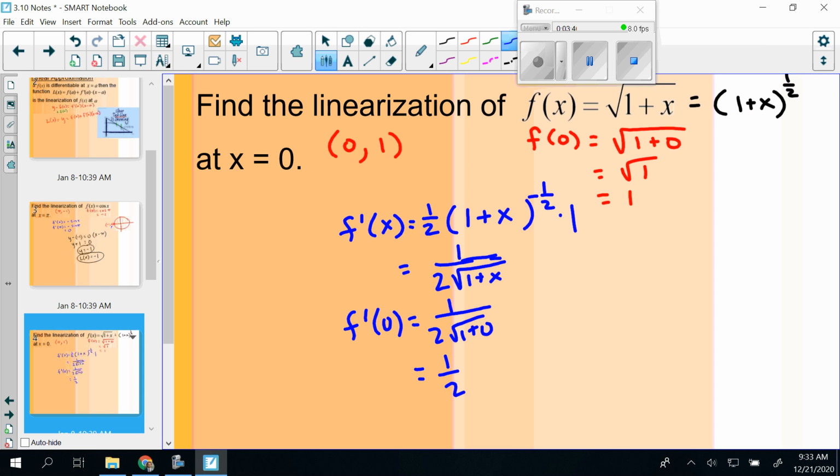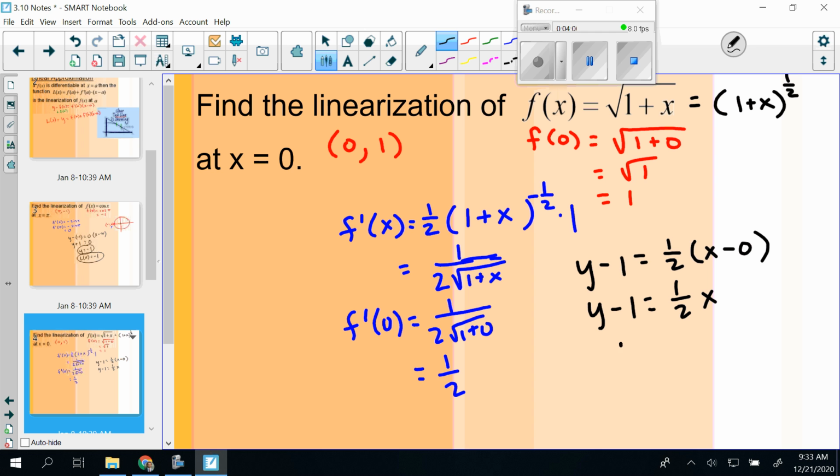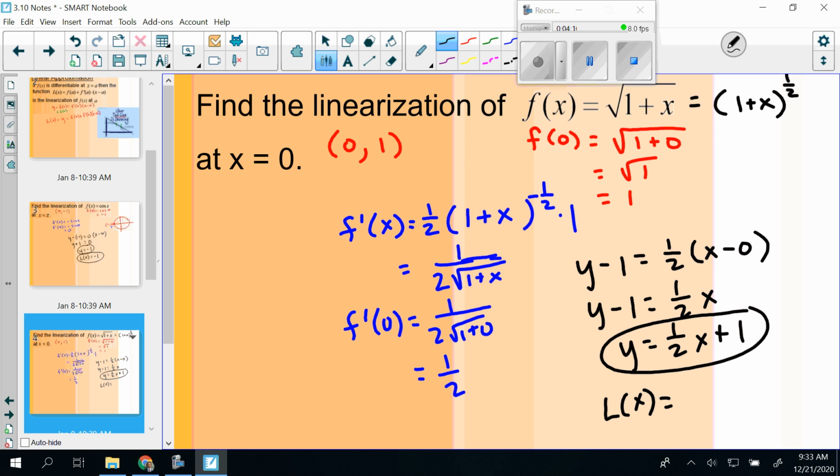So now for our linearization function, start with point slope here. So we're going to get y minus 1 equals just 1/2 x here, or y equals 1/2 x plus 1. So that would be the linearization. If they want it written out as a function, it would look like this. So there's our linearization.